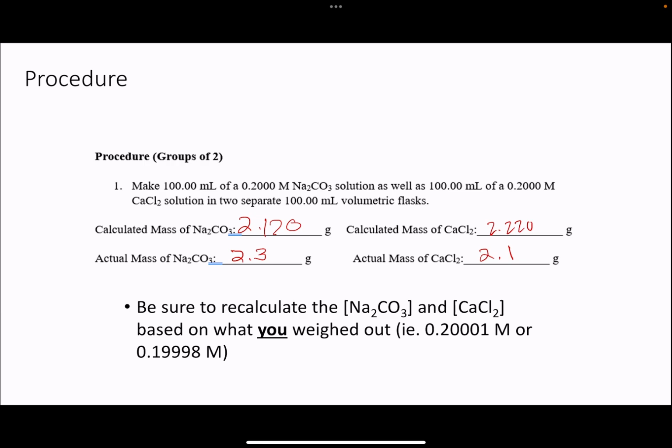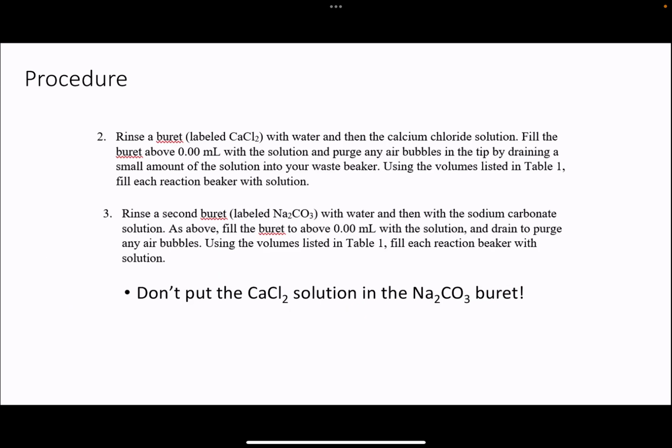2.1. Whatever we actually get, whatever we actually weigh out, make sure that you recalculate the concentration based on that number. Because like in our original example, if you weigh out a different number of grams than we calculated, that will change the concentration of the original starting material. So make sure you go back and recalculate that. In this case, if you have slightly over, you might have a slightly higher concentration, right? And that will affect the calculations down the road. So make sure you go back and figure that out.